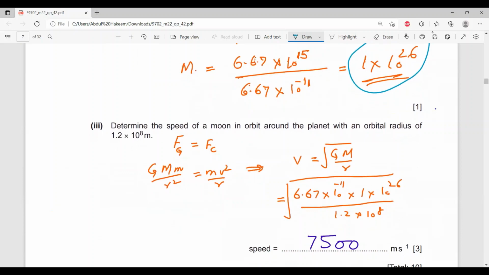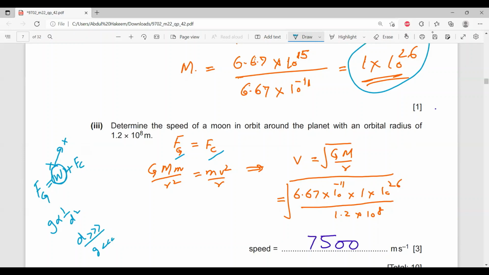Next, determine the speed of the moon in orbit around the planet with an orbital radius of 1.2 times 10 to the power 8. So look again, the gravitational force is providing the centripetal force in the orbit because the weight is negligible. The actual equation is gravitational force equals weight plus centripetal force. But in the orbit, this weight is negligible because g is inversely proportional to d squared, and due to the large value of d, the g is very small, so we ignore it in the orbit.